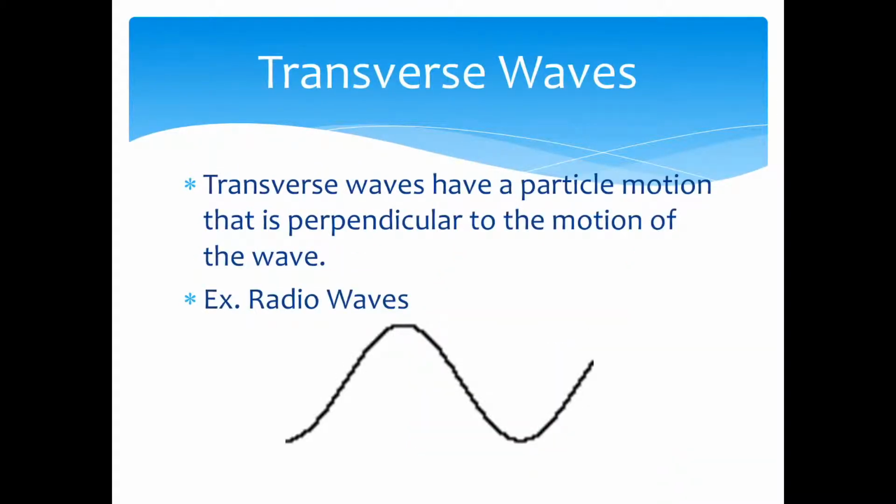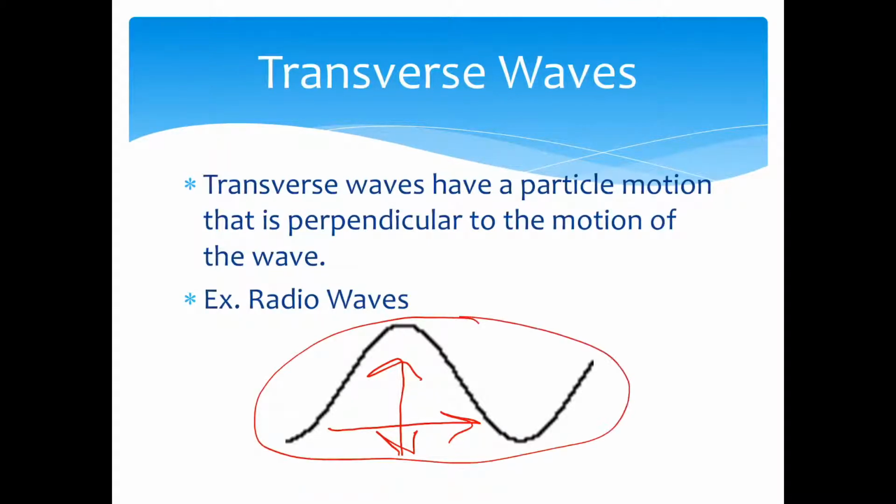So, a transverse wave. Transverse waves have particle motions that are perpendicular to the motion of the wave. So the wave is moving this way, but the particles are moving up and down. An example of a transverse wave is a radio wave. So something that gives signal to your TV or your radio in the car. Those are radio waves, and they emit waves that look like this here.